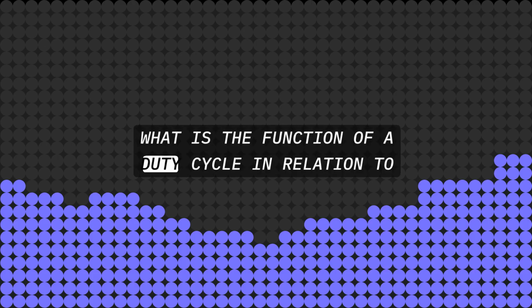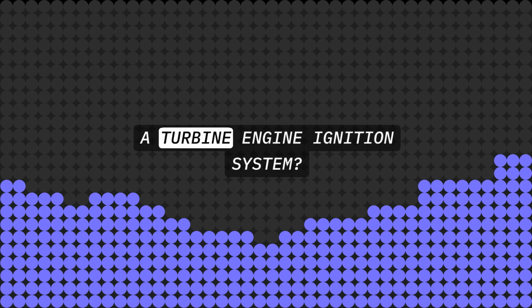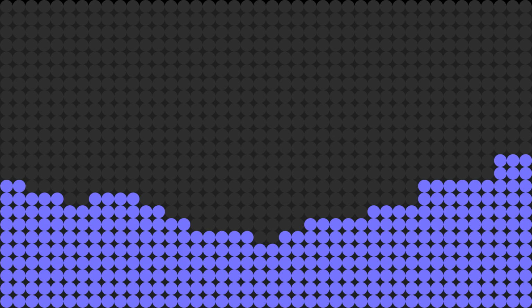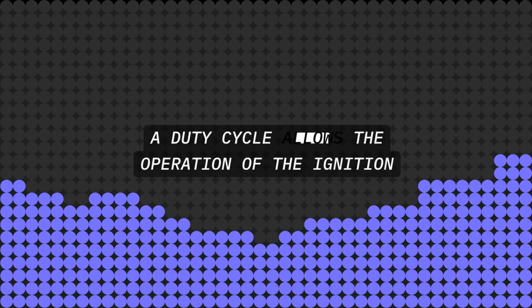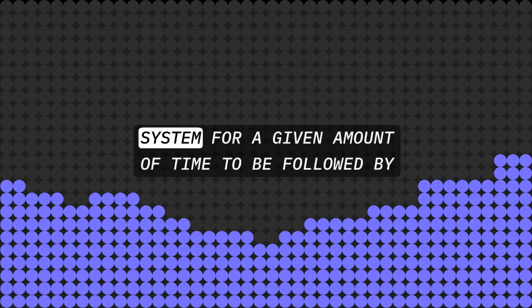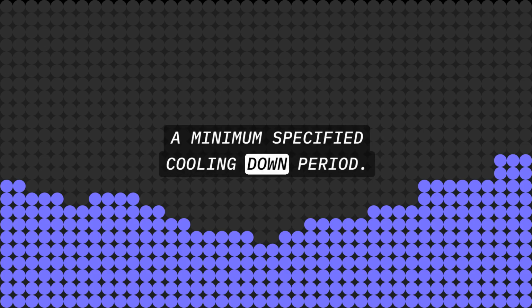What is the function of a duty cycle in relation to a turbine engine ignition system? A duty cycle allows the operation of the ignition system for a given amount of time, to be followed by a minimum specified cooling down period.